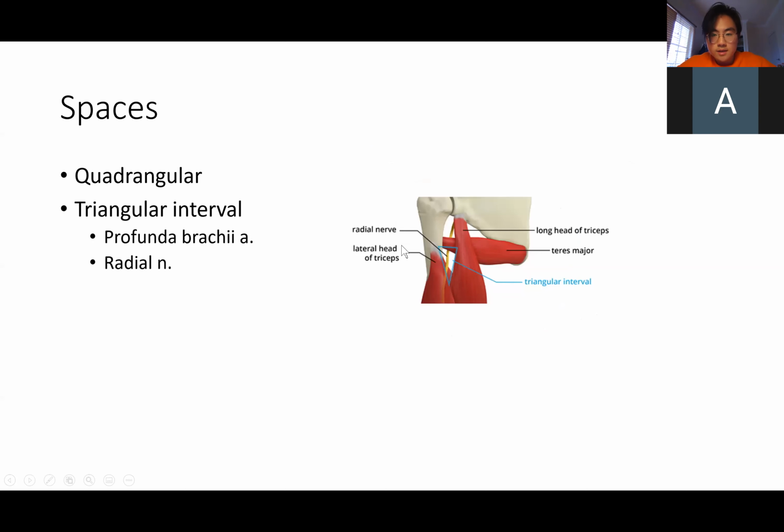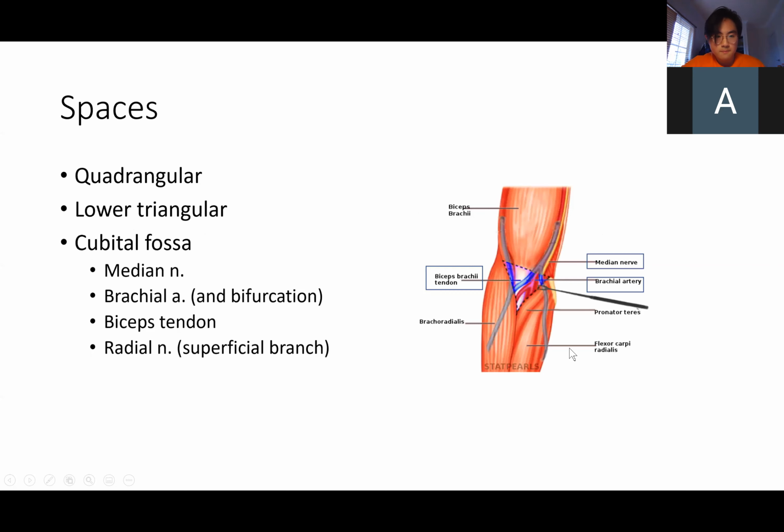Then we have the triangular interval, just below the quadrangular space. The important structures traveling through here are your profunda brachii artery and your radial nerve. These are packaged together, so it's really nice that they both go through the triangular interval, because they both run together in the radial groove. These two structures also need to go from the anterior to the posterior of our body, because, as you might know, the radial nerve supplies the entire posterior compartment of our upper limb. So it has to reach the posterior somehow. So that's the triangular interval.